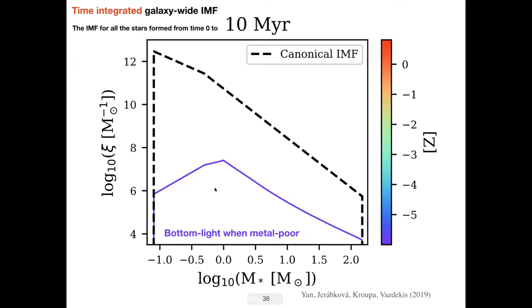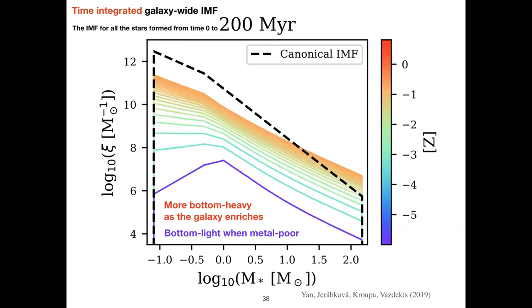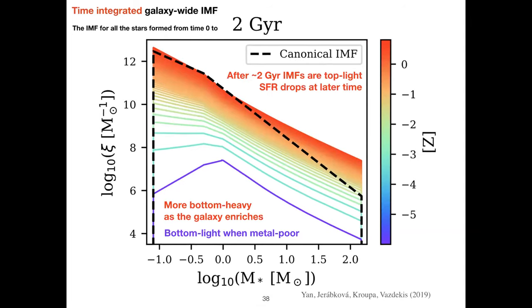because in the beginning it has a very poor metallicity, so you don't form many low mass stars. And since it has a high star formation rate, you form more massive stars. As time evolves, the metallicity is enriched, so you form more and more low mass stars, and the star formation rate is still high, so you also form more massive stars. This is at about 1 or 2 giga years.